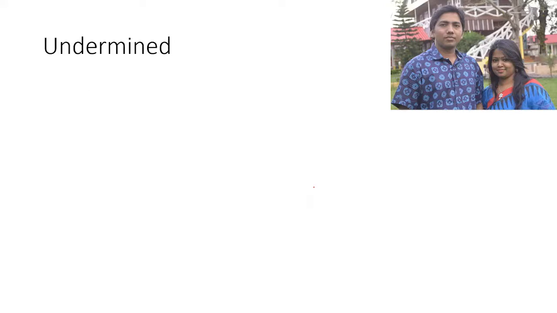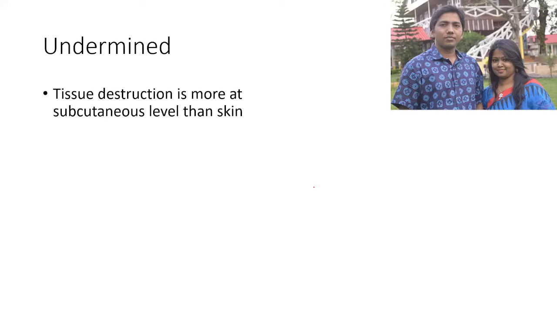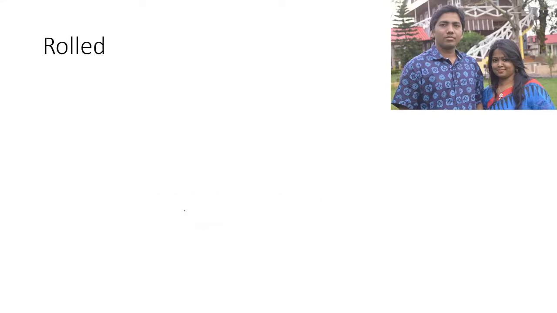Now undermined ulcer. Undermined ulcer means that tissue destruction is more at the subcutaneous level than at the skin. So you will see a small gap in the skin, but under the skin there will be more destruction. It is found in a tubercular ulcer.